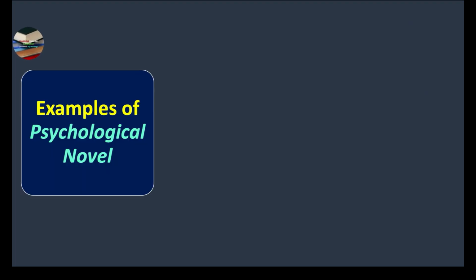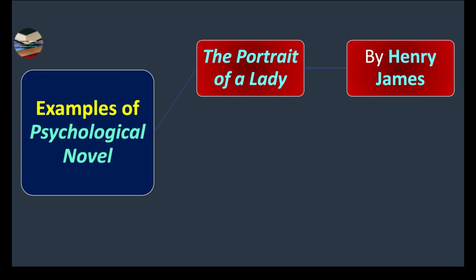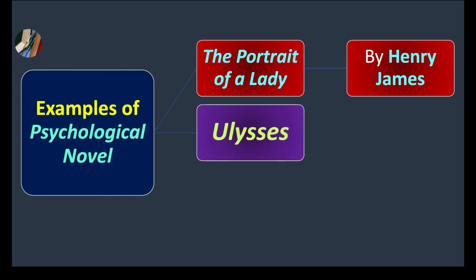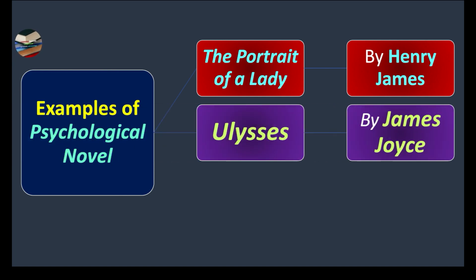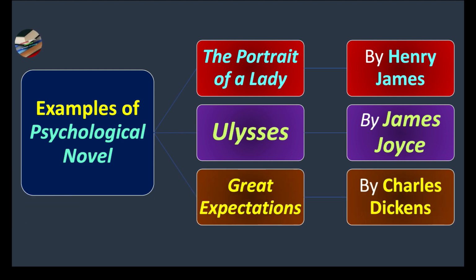We have now examples of psychological novel. The first is The Portrait of a Lady by Henry James. The second one is Ulysses by James Joyce. And the third one is Great Expectations by Charles Dickens. They are the most famous examples of psychological novel.